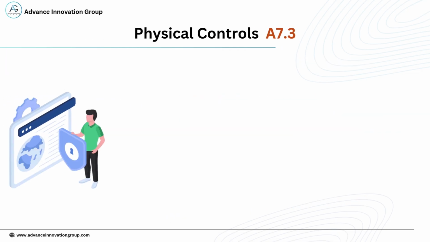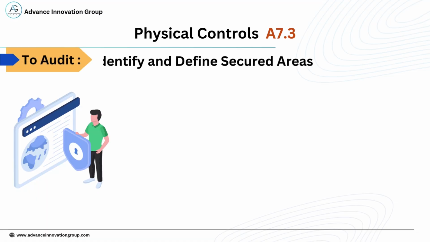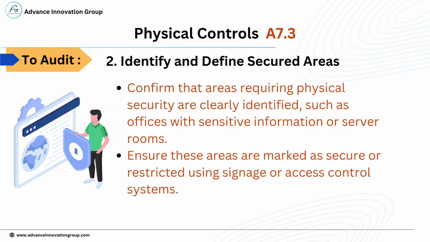Physical controls of 7.3. To audit, 2. Identify and define secured areas. Confirm that areas requiring physical security are clearly identified, such as offices with sensitive information or server rooms. Ensure these areas are marked as secure or restricted using signage or access control systems.